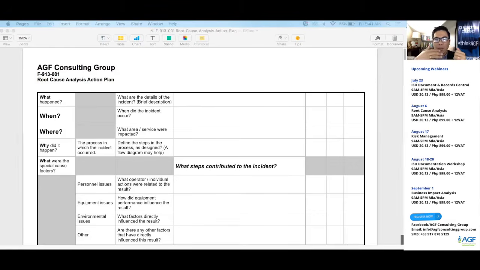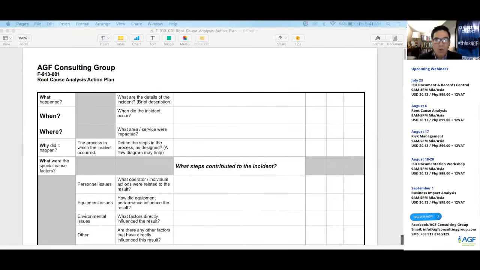Maybe there's wrong information sent, wrong information processed, then wrong information received. That's information handling. That's the first type. The second type is what we call tangible in nature. The second root cause of a problem is tangible. What is tangible? There's a nonconformance because it's procedural, it's process related.